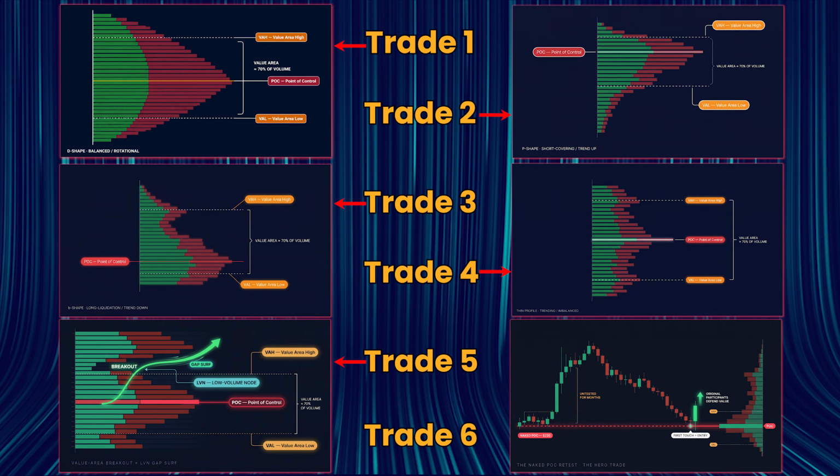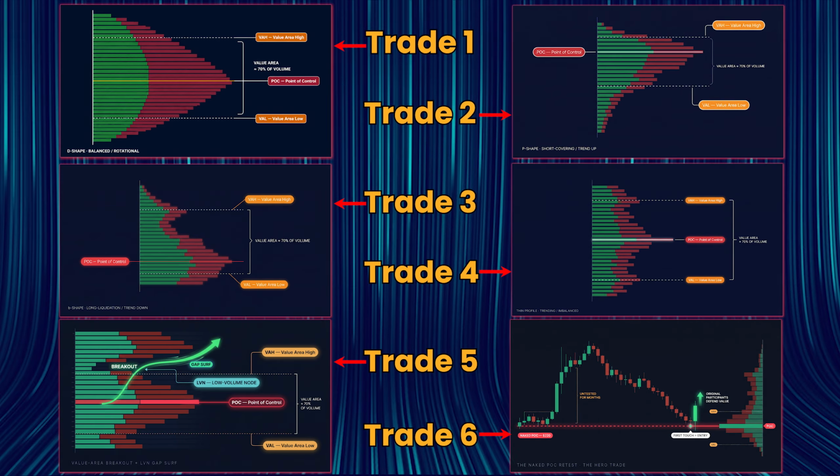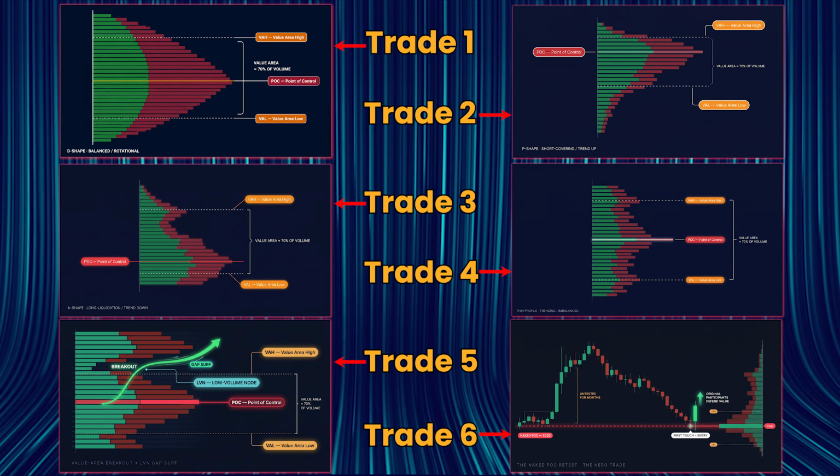So today, I took 6 Tesla trades, 6 clean, different volume profile concepts, straight out of the playbook. A balanced D shape, a bullish P, a bearish B, a thin trend, a value area breakout, and the king of them all, a naked point of control retest.